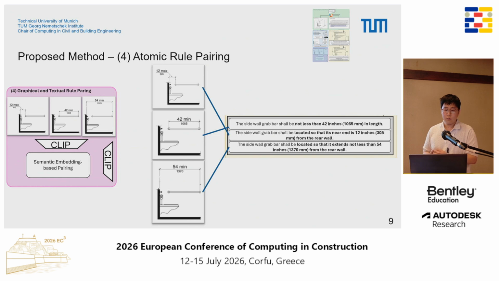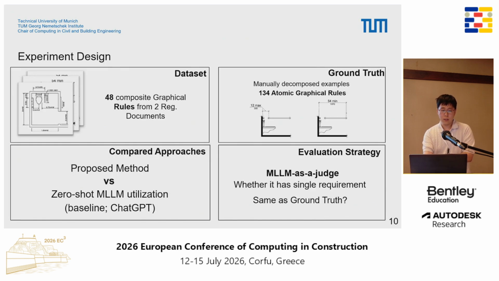And after that, we use the semantic embedding based pairing by CLIP to match which one is paired with a specific figure and texture atomic rules.